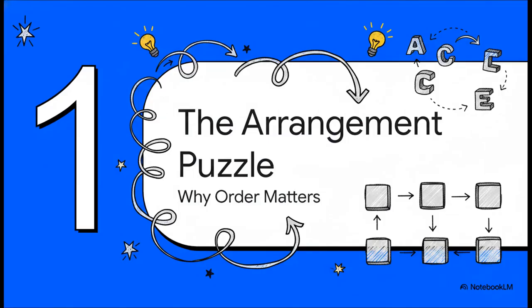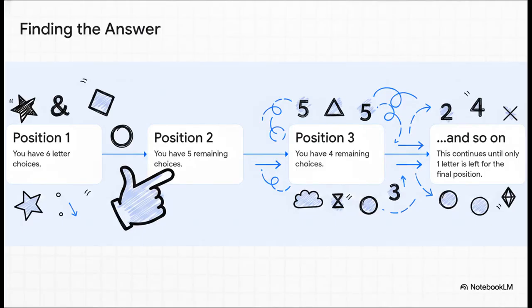So here's the secret. That puzzle, it was all about arrangements. The order of the letters is absolutely everything. You swap just 2 letters, and bam, you've got a brand new word. Let's break it down step by step. For that first slot in our word, we have all 6 letters to choose from, right? Easy enough. But once we've picked one, let's say we picked A.